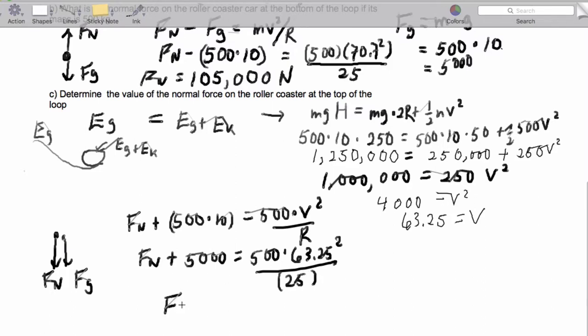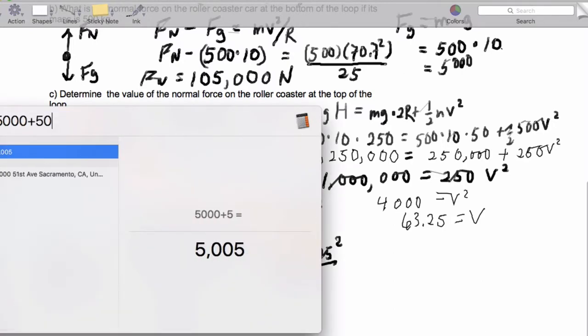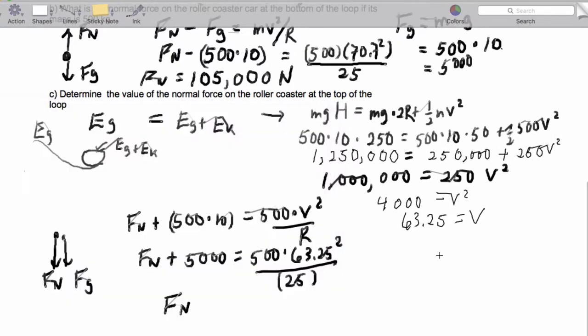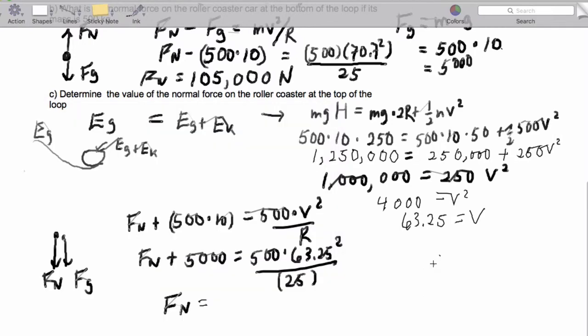When we actually isolate Fn, we'll go ahead and do that now. We end up getting 85,000 newtons of force. Do I have that right? Sorry, 75,000 newtons of force. All right, that is page 3 of the exam.